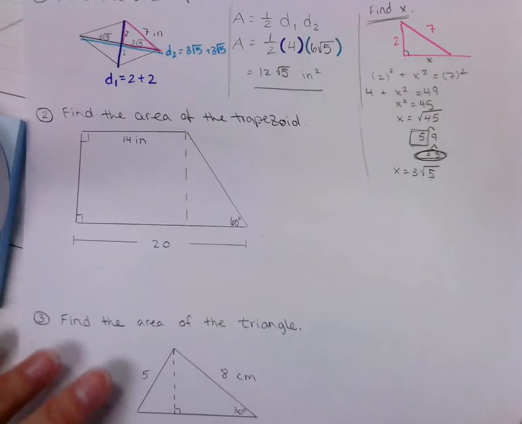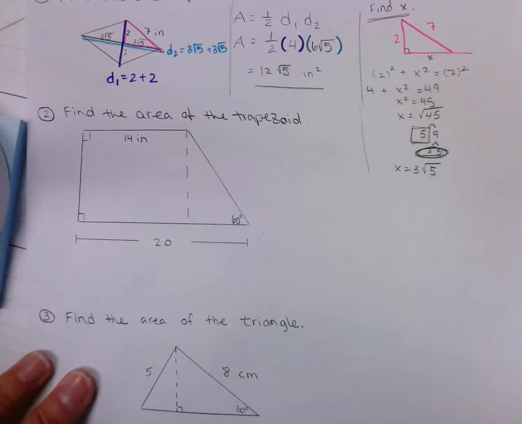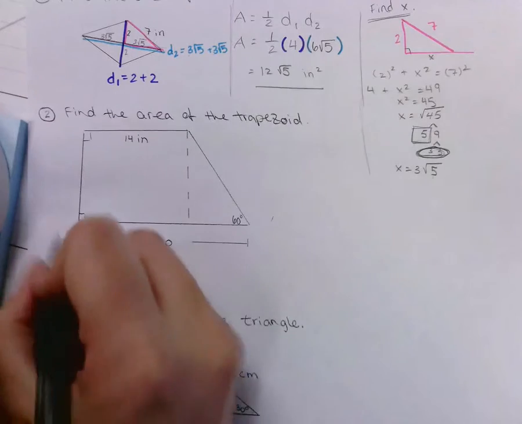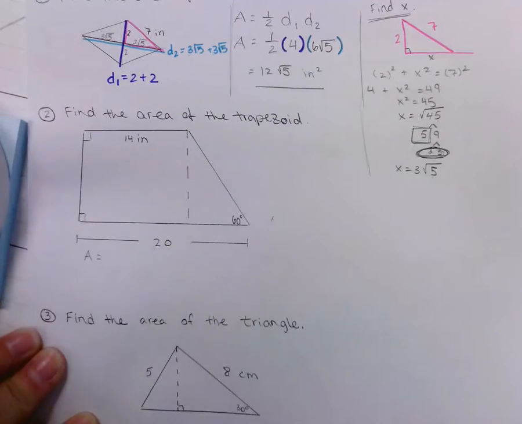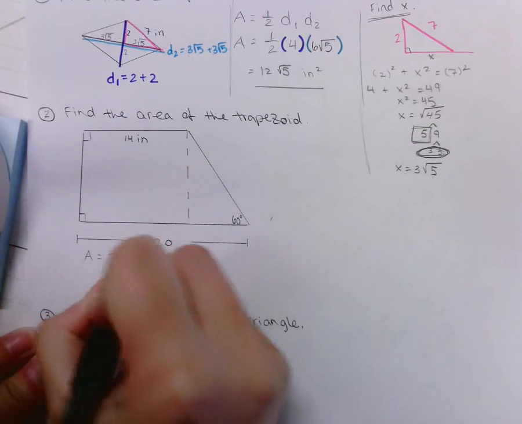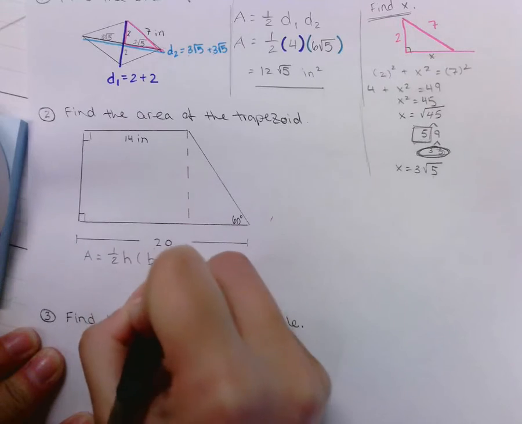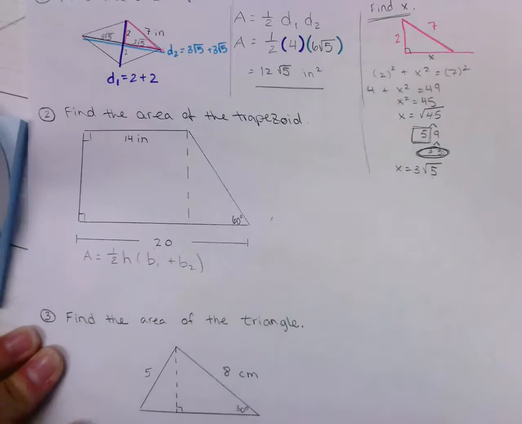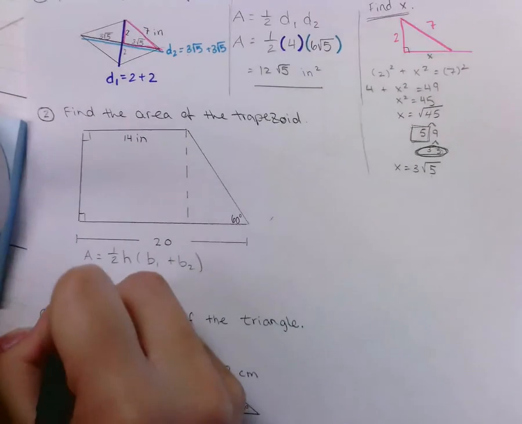Trapezoid. Does anyone know the trapezoid formula? Absolutely. Eric, what is the trapezoid formula? It's 1/2 height times (base 1 plus base 2). Solid. Do we know any of this? Absolutely. What do we know?